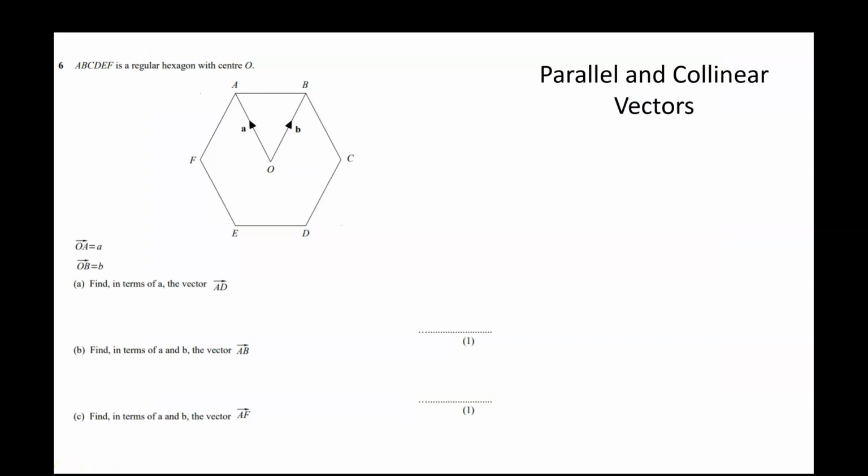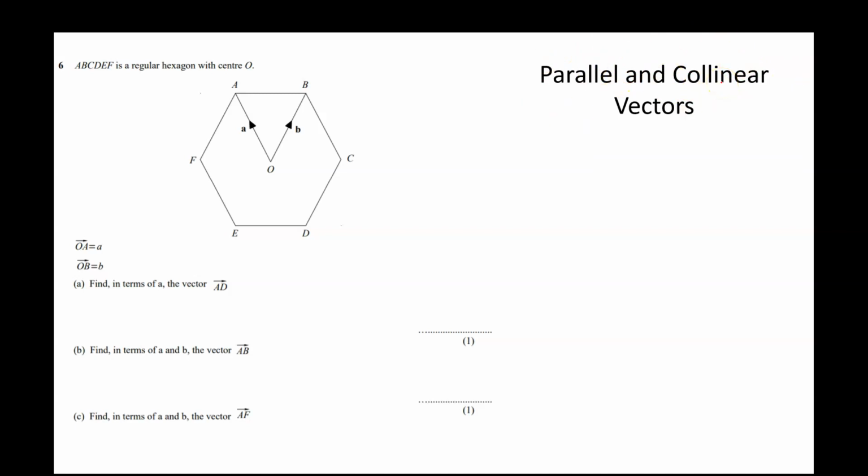Okay, so on to today's lesson. Now we are going to be looking at proving vectors are parallel and are collinear. Now collinear basically means you've got 3 points and they all form a straight line. Okay, so we'll come to that, but we need to be able to do parallel before we do collinear.